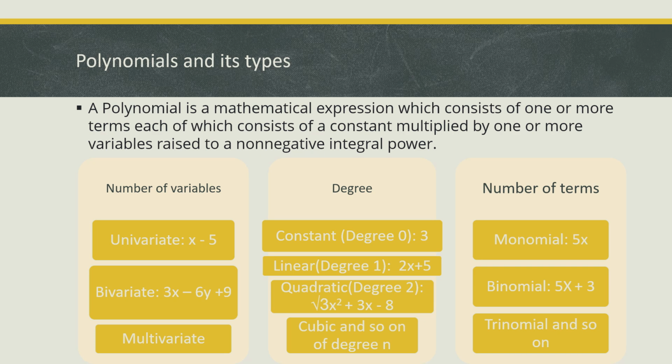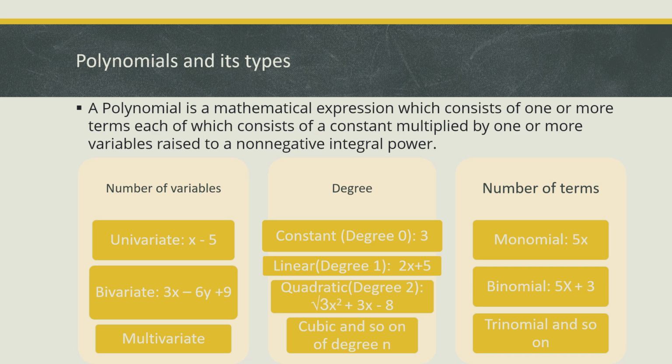Now according to degree, if the polynomial is just a constant, for example 3, it is said to be of degree 0. Why? Because anything raised to 0, say x⁰, is 1. So any constant is a polynomial of degree 0. Linear means degree 1. For example 2x + 5, where x is raised to the power 1. A quadratic polynomial is of degree 2.